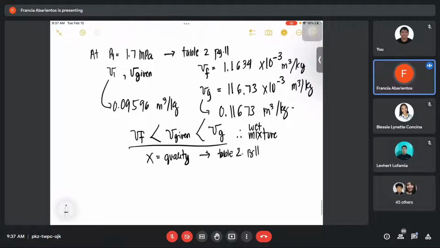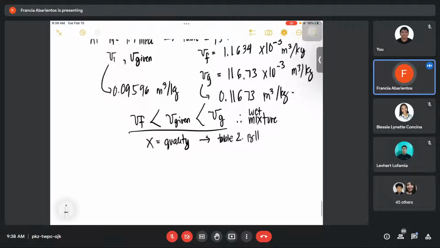Okay. The given to us is the specific volume. So, what will be our first step? Go back. The specific volume at 1 is equal to, what, class?